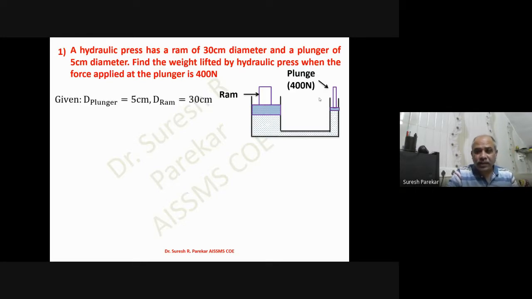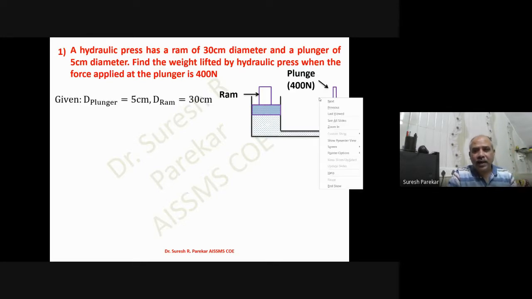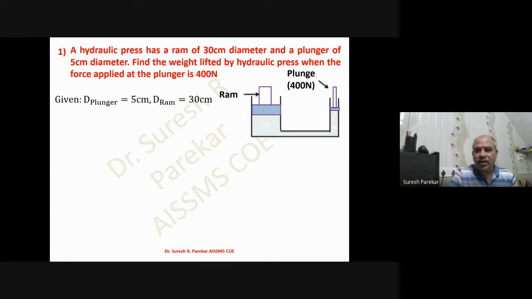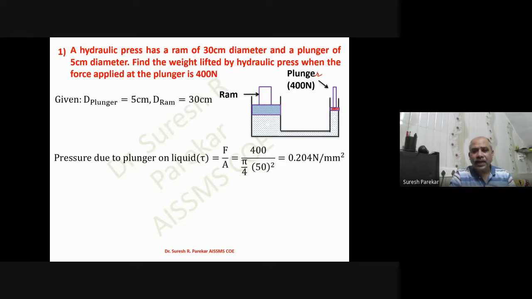So now you can see this. First we have the given data. Diameter of plunger is 5 centimeter, and ram is 30 centimeter. So this is actually the plunger. We are going to find the stress at the plunger, which is force upon area, and that is 0.204 Newton per mm square. The same we are going to get over here, that is 0.204. Both are at the same level.